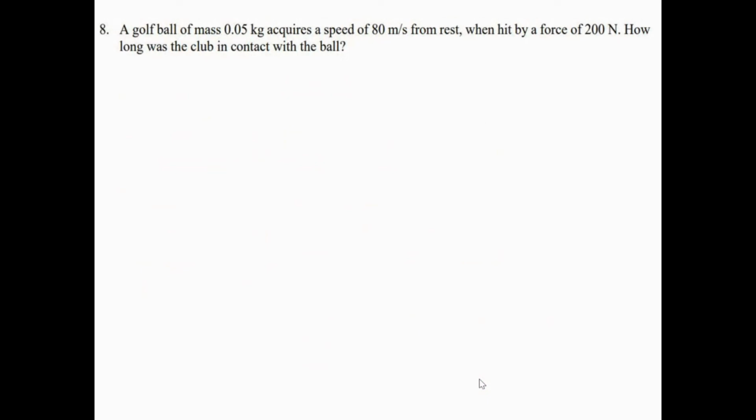Read the questions very carefully. A golf ball of mass 0.5 kilogram acquires a speed of 80 meter per second from rest. So that means what is the mass of the ball? The mass of the golf ball is 0.5 kilogram and it acquires a speed of 80 meter per second from rest. So that means what is the initial speed? The initial speed is 0 meter per second. What is the final speed? It's 80 meter per second.